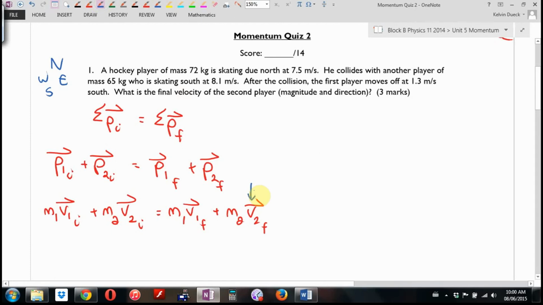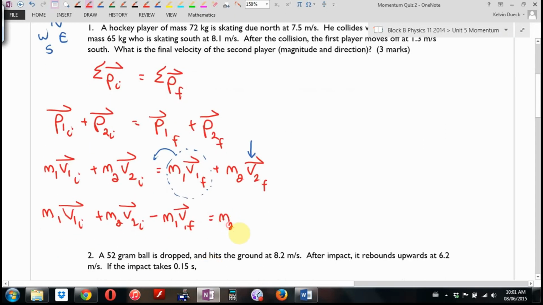How will I get that by itself? Well, first, I think I need to move this over by subtracting. That will give me m1v1 initial vector plus m2v2 initial vector minus m1v1 final, and apparently that's going to equal m2v2 final. Wait a minute. How could I get the v2 final by itself? What could I do with this m2? I think divide.